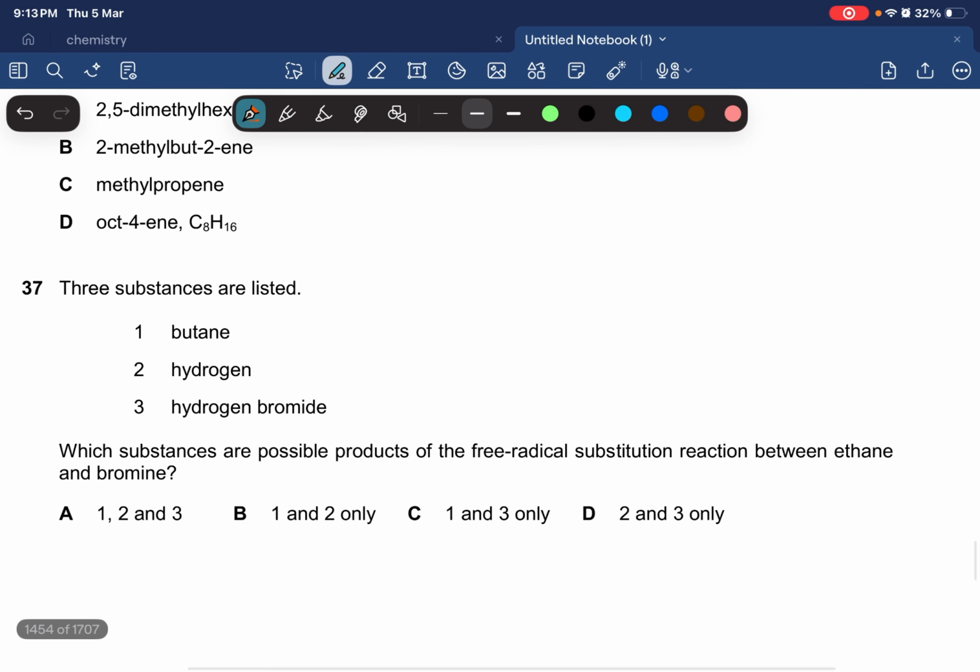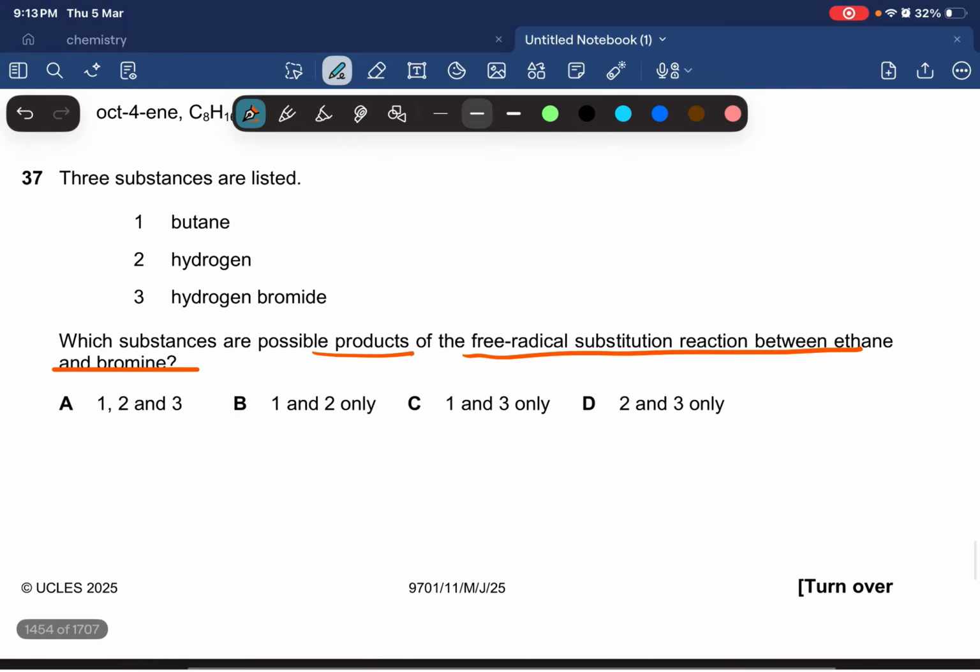Next, 3 substances are listed: butane, hydrogen, and hydrogen bromide. Which substances are possible products of the free radical substitution reaction between ethane and bromine? Okay, so let's do the free radical substitution. Ethane means carbon, carbon, and six hydrogens. That's the ethane molecule, right? And now the bromine molecule is Br and Br.